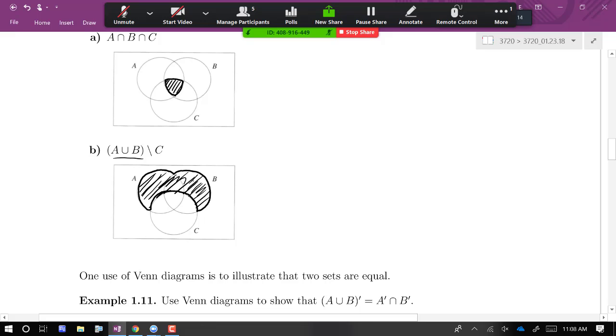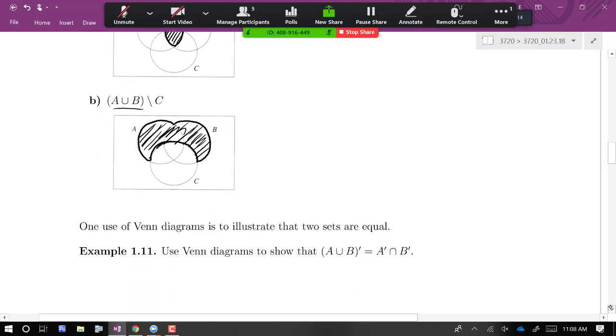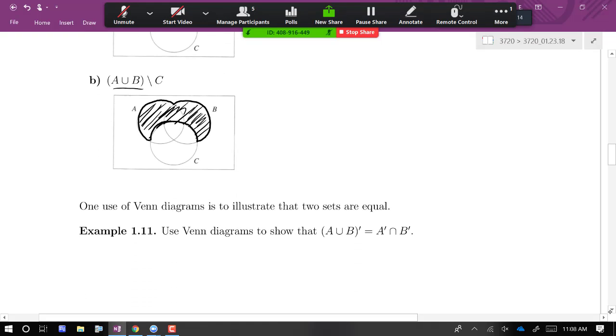Venn diagrams can be useful to help illustrate when two sets are equal. It's not generally considered a formal proof, but if I were writing a formal proof to show that two sets are equal, I might start by just convincing myself by drawing a Venn diagram. It gives me kind of a context, a jumping off point, because it's kind of hard to prove something when you're not even sure that it's true yet, right?